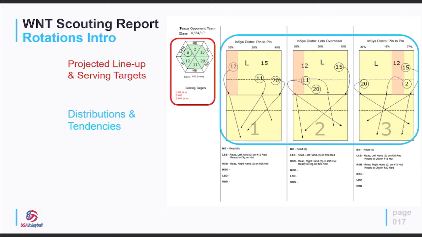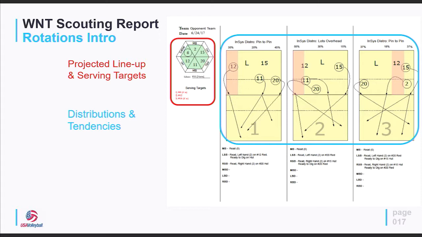The next is their distributions and tendencies. Distributions you'll see across the top, a quick summary of what they like to run when they are in system and serve receive, and the percentages to which they like to set in each of those zones of the net. You'll see there in rotation 1, for instance, their in-system distribution. They really like to go pin to pin, and those numbers are fairly even if you look at those numbers across the top between the right side and the left side.